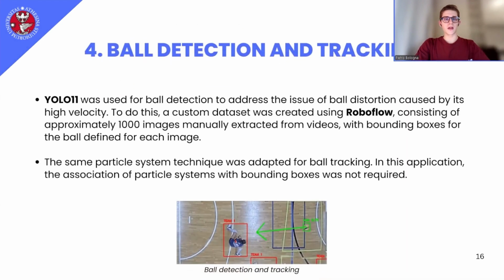Then, for ball detection and tracking, YOLO 11 was used to address ball distortion caused by its high velocity. A custom dataset of more or less 1000 images was created using RoboFlow, with bounding boxes manually defined for the ball in each image. For tracking, the same particle system technique was adopted. In this case, the association of a particle system with bounding boxes was not required, simplifying the process while maintaining accuracy.